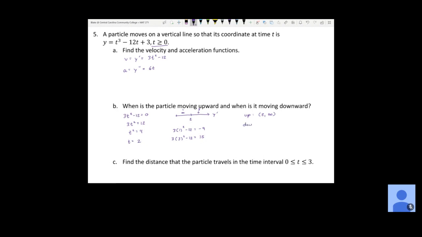Where is the particle moving downward then? Good. Since t has to be greater than or equal to 0, we would say that it's moving down from 0 to 2. And if you put parentheses there, technically at time t equals 0, we don't really know exactly what it's doing. So parentheses there is fine, or brackets are fine also. But just make sure that starting from 0 up to 2, we're moving in a downward motion. That's where it switches direction. And then from 2 all the way to infinity, that's where it's going to be moving up.